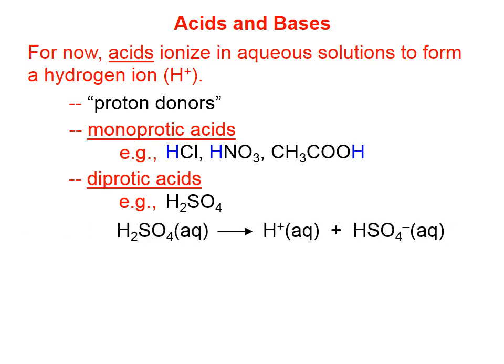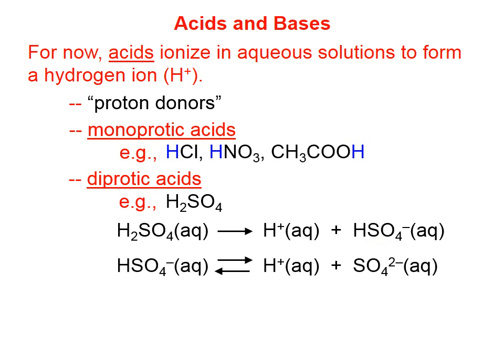For example, sulfuric acid. And here's the equation showing the first ionization, that is, losing the first hydrogen ion, and the other product in that case is called the bisulfate ion, HSO4-. Now it turns out that the bisulfate ion could potentially lose a second H, that is, this one here, and that would be shown with this equation.